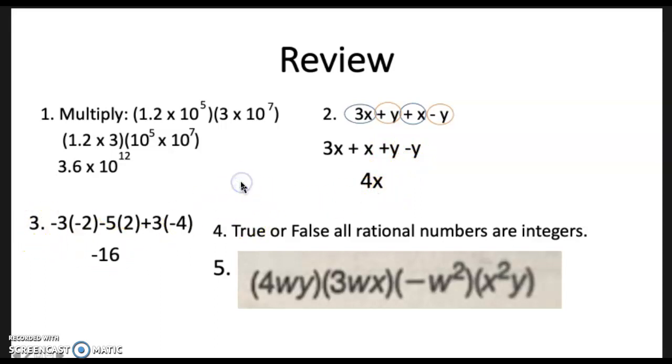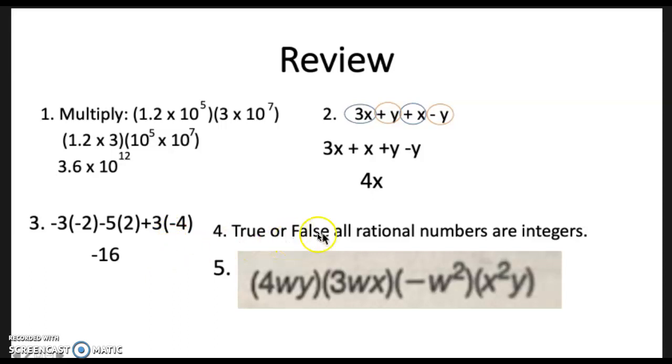All right, working with positive and negative numbers, right? We're going to go left to right, order of operations. We're going to multiply -3 times -2, which will give us a positive 6. And then we're going to go -5 times 2, which will give us -10. And then we're going to go 3 times -4. Then when we add those terms together, we're going to get -16.